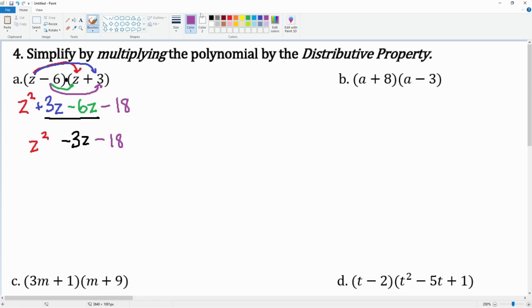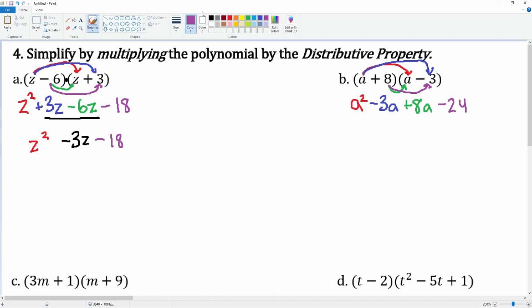Next, let's look at B. So again, we distribute A times A. That becomes A squared. Then we have A times negative 3. This becomes negative 3A. Then we have 8 times A becomes 8A. Then we have 8 times negative 3 becomes negative, I think it's 24, right?